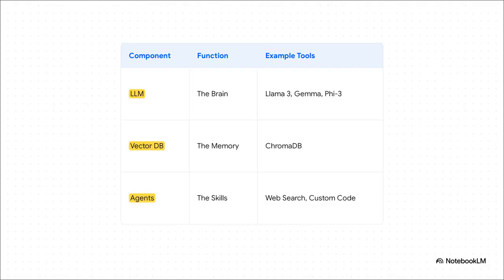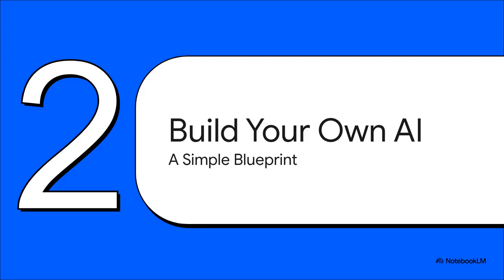To really get how it works, it helps to think of your AI like a person. You've got the LLM, the large language model. That's the brain. It's the part that does the thinking and reasoning. Then you have the vector database. Think of this as its long-term memory, but it's super clever. Instead of just storing words, it stores the meaning and the context behind them. This lets it find relevant info even if you don't use the exact keywords. And finally, you have the agents. These are its skills, kind of like its hands. They let the brain actually interact with the world, whether that's searching the web or running a specific piece of code you gave it.